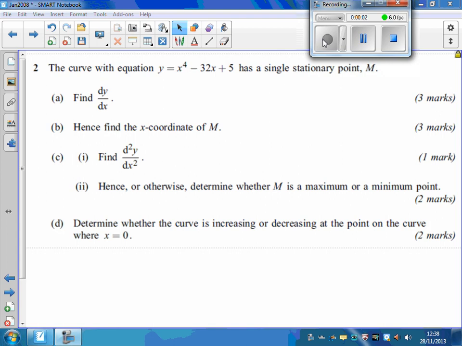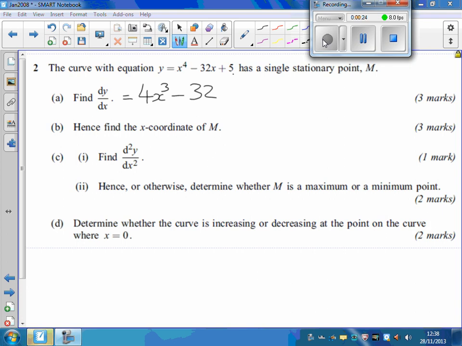Core 1, January 2008. The second question starts by asking us to differentiate this. So simple differentiation: times by the power, and the power goes down by 1. And 32x just going to 32, the 5 just disappearing. 3 marks for that. That's surprising. Find the x coordinate of m.